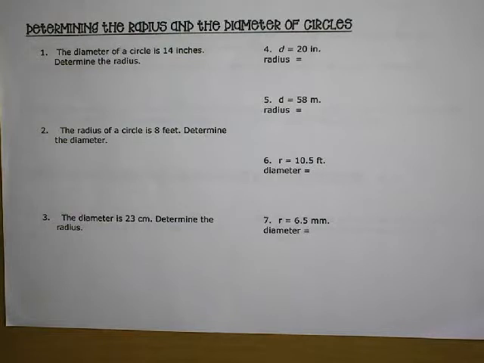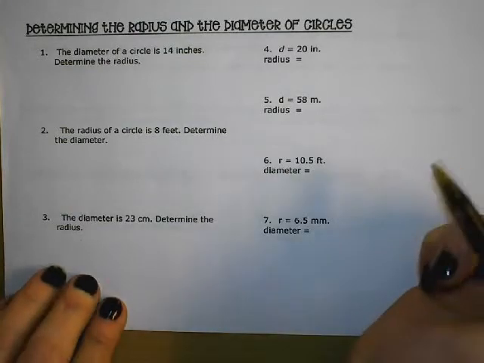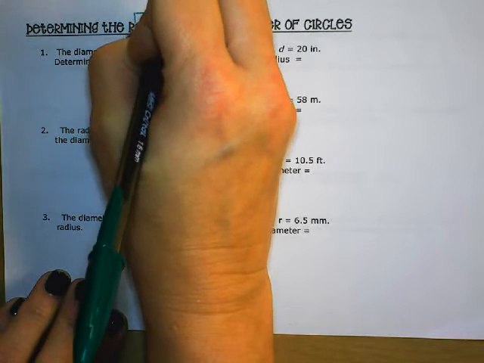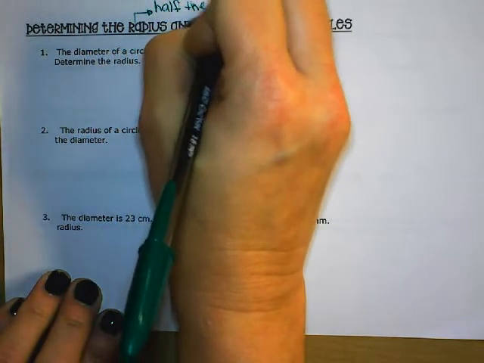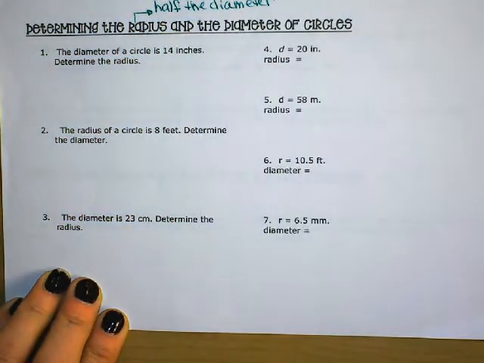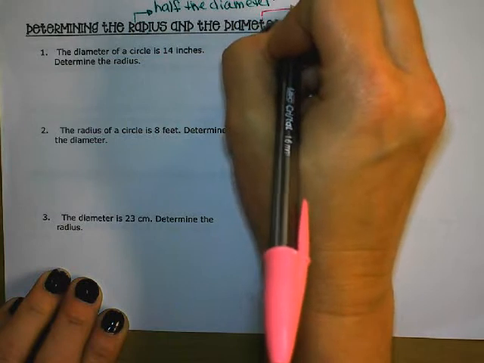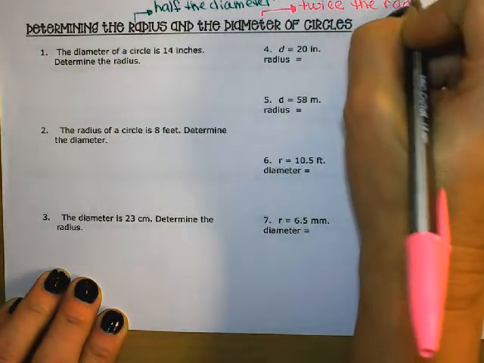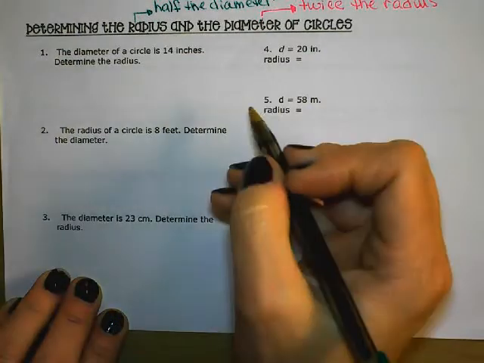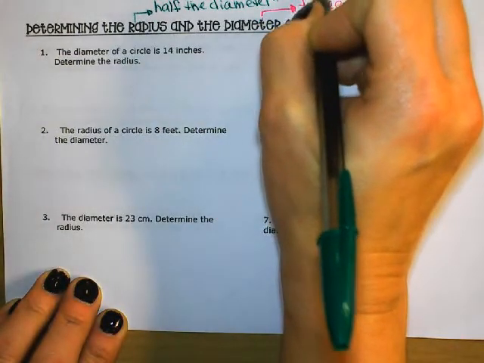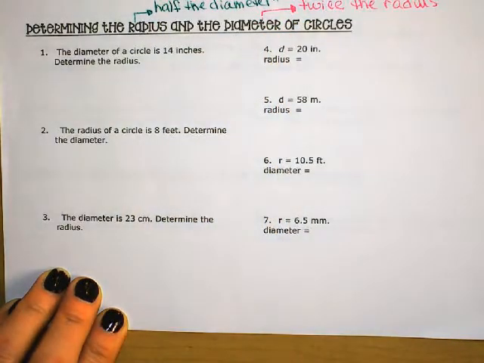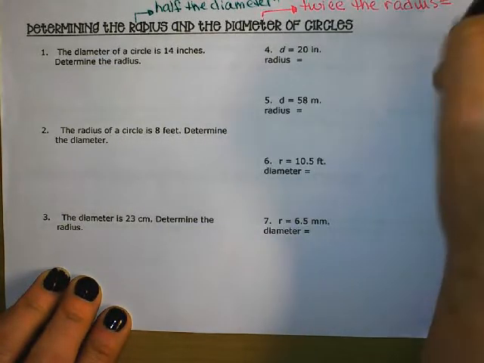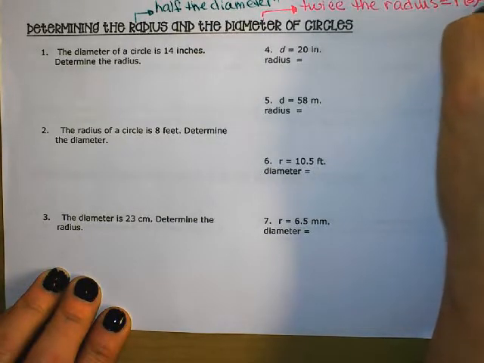Let's see if we can determine the radius and the diameter of the circle. Remember that the radius is half the diameter, and the diameter is twice the radius. Mathematically speaking, if they give us the diameter, we can take the diameter and divide it by 2 to get the radius. If they give us the radius, we can take the radius times 2 to get the diameter.